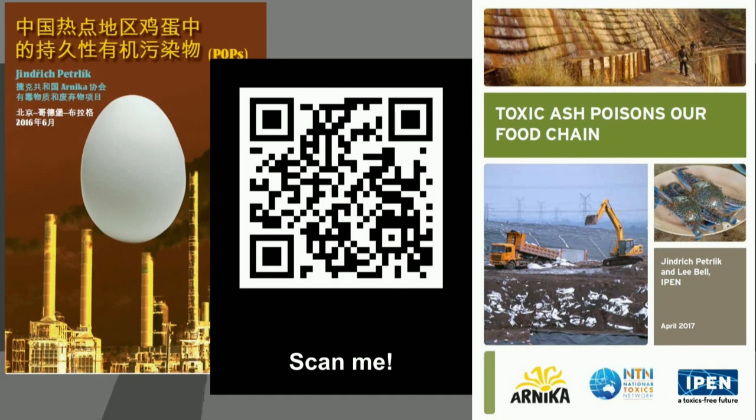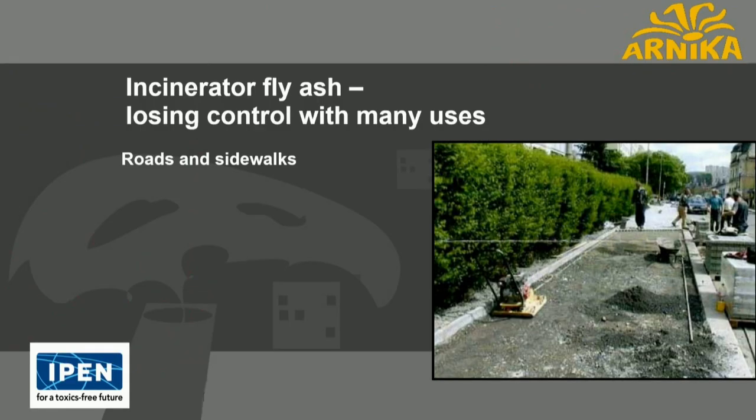We looked specifically at flows of dioxins and some other POPs in fly ash from waste incineration residues, and we published that in the report Toxic Ash Poisons Our Food Chain in 2017. And we found out that unfortunately, fly ash from waste incinerators, which contains significant levels of dioxins, is suggested to be used for roads and sidewalks.